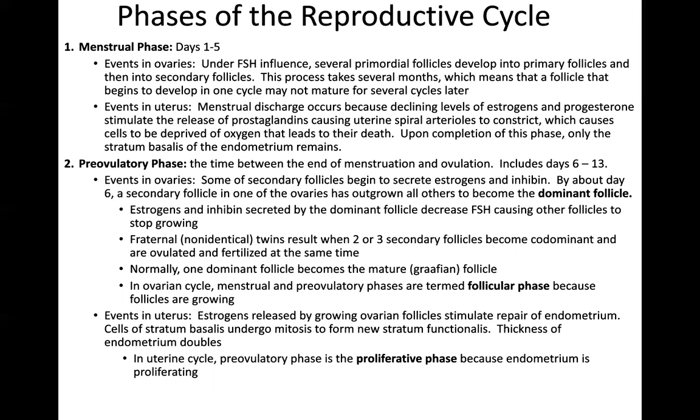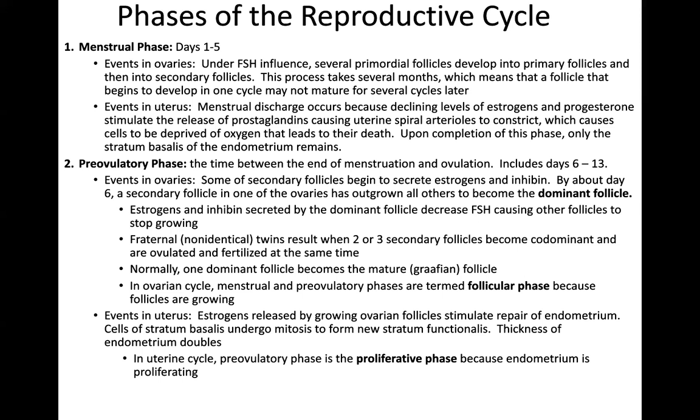All right, the first phase of the 4 phases is the menstrual phase. It's days 1 through 5 approximately. And I've broken things down into what's kind of going on in the ovaries and what's going on in the uterus. Okay. In the ovaries, under the influence of follicle stimulating hormone, several of those primordial follicles are developing into primary follicles and then into secondary follicles. Now, this process is not able to be completed in 5 days. It takes several months, which means that a follicle that begins its development in one cycle will not mature for several cycles later.